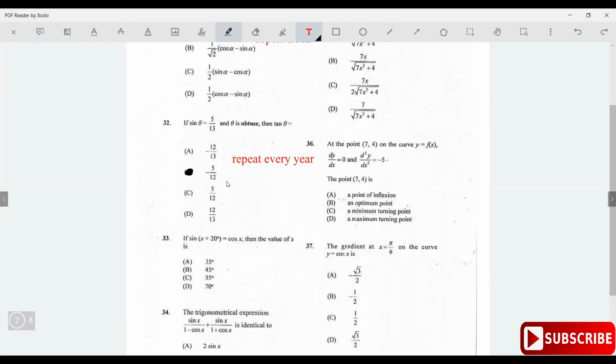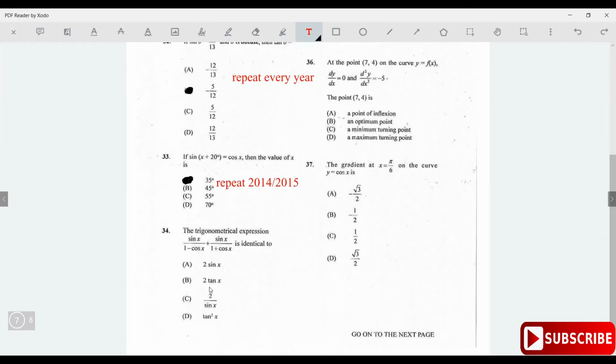All right, this again, another repeat. This is 35. This is a big repeat. And this one, I think, is 2014 or 2015. One of those two years. It's a big repeat question. Easy. This is 2 over sine x. Big repeat. It comes like every year. So once you do the first set of papers, everything is just repeating.